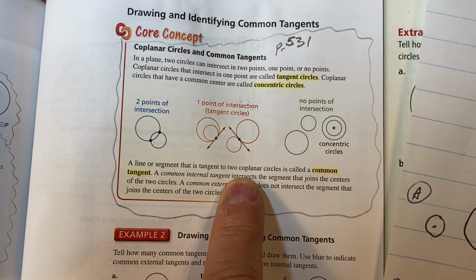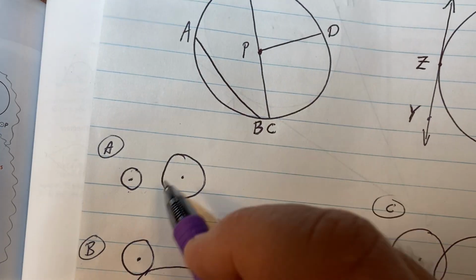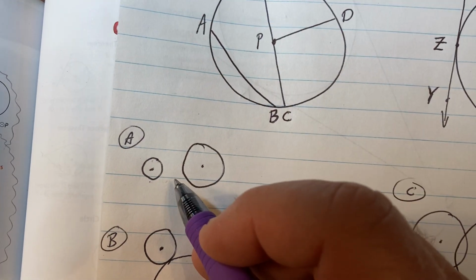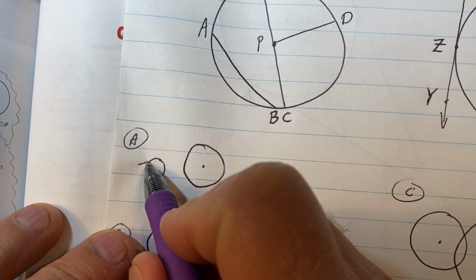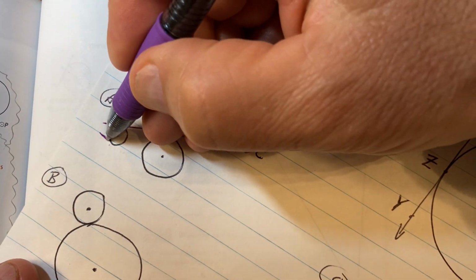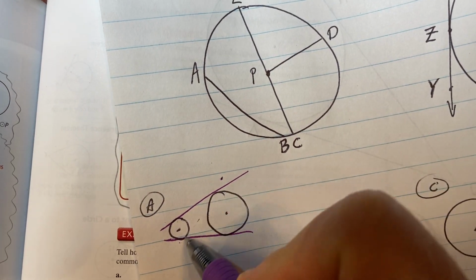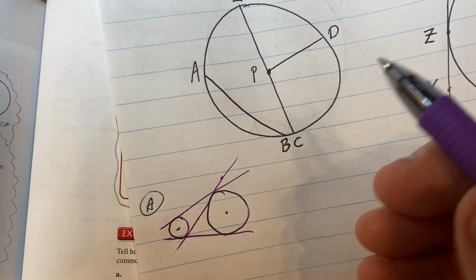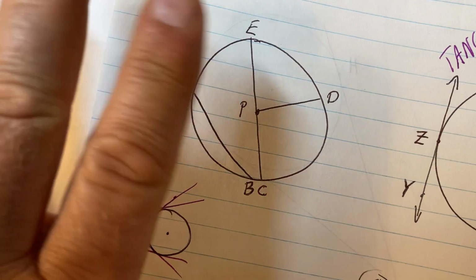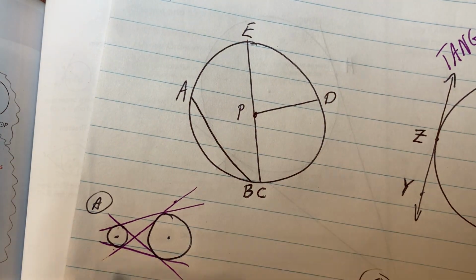A segment that is tangent to 2 coplanar circles is called a common tangent. So with something like this, how many tangents can you get? Can you see that right there? Yes, you can. There's a common tangent. That's a common tangent. There's a common tangent. And there's a common tangent. 4 tangents. Count them, 4.